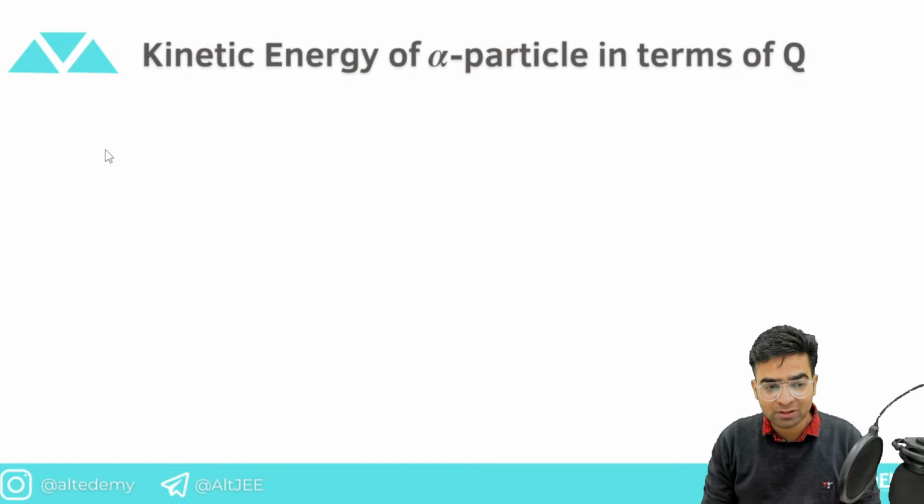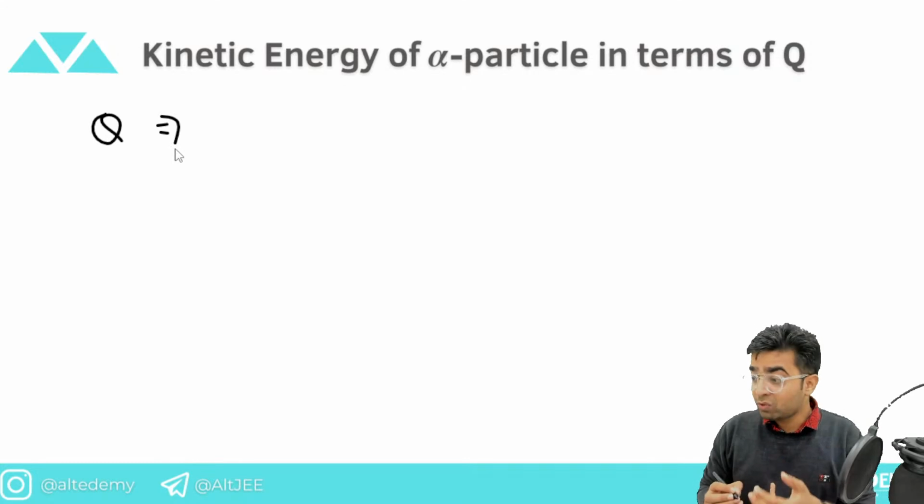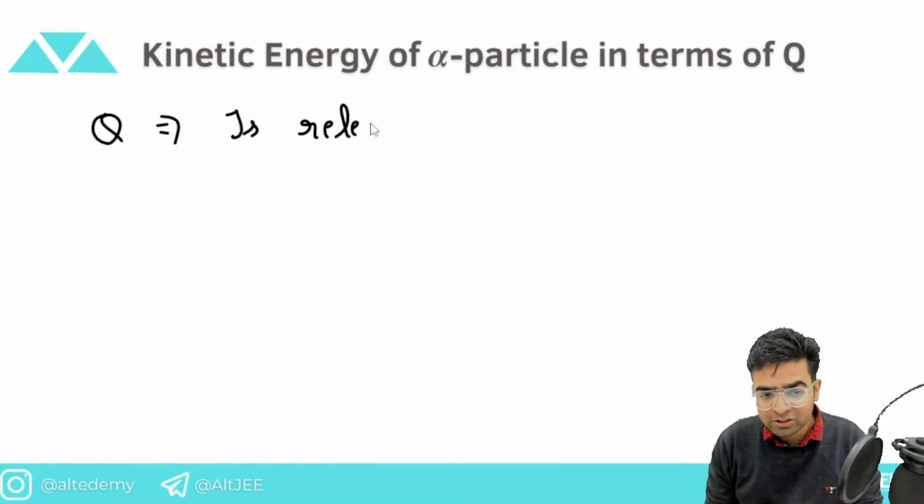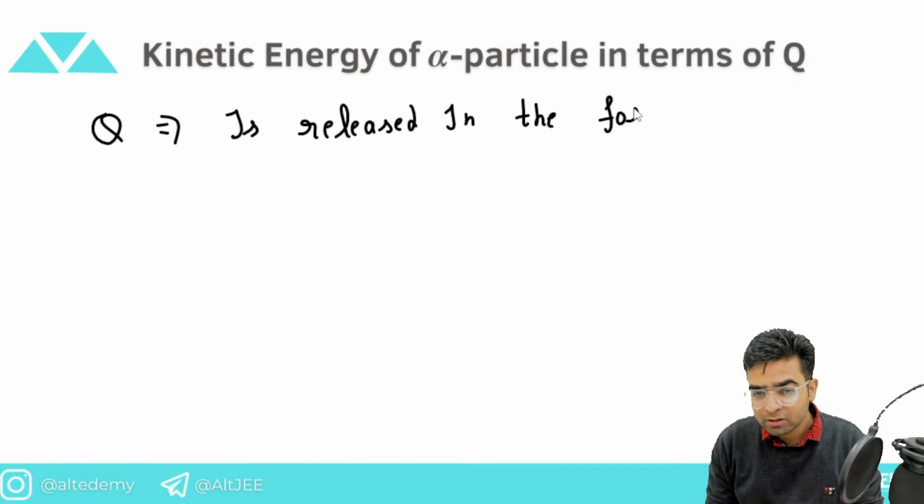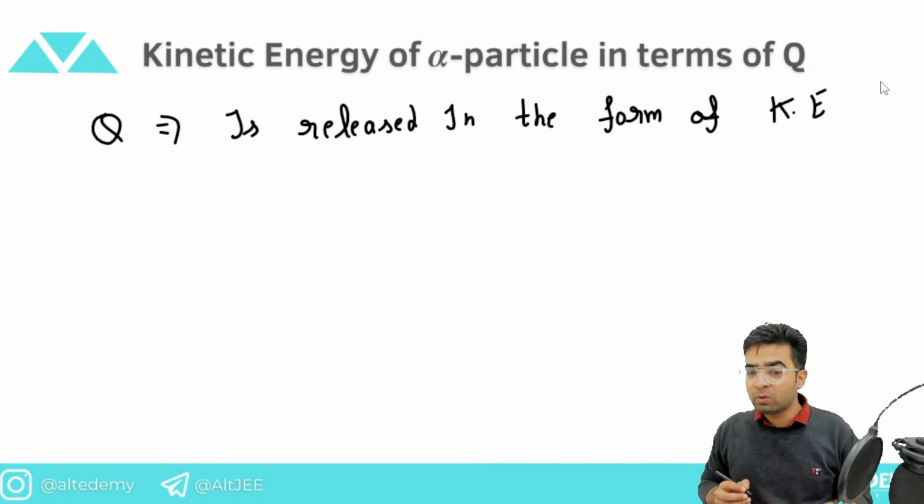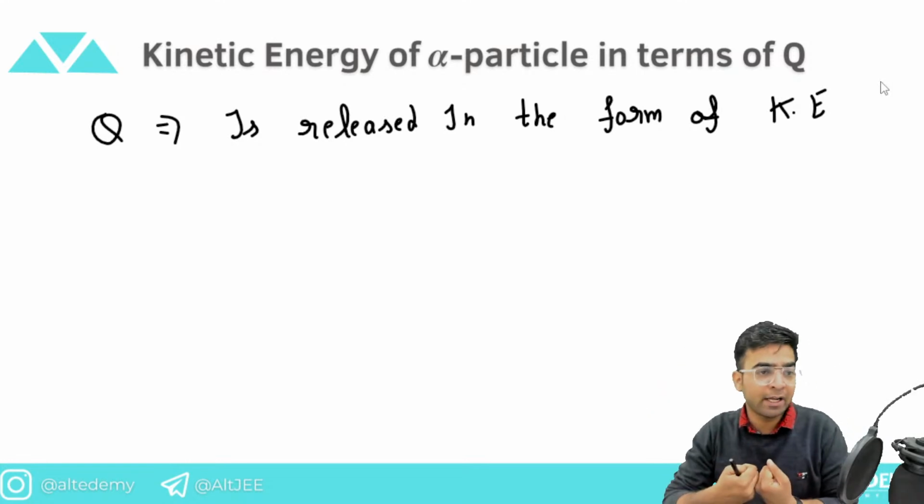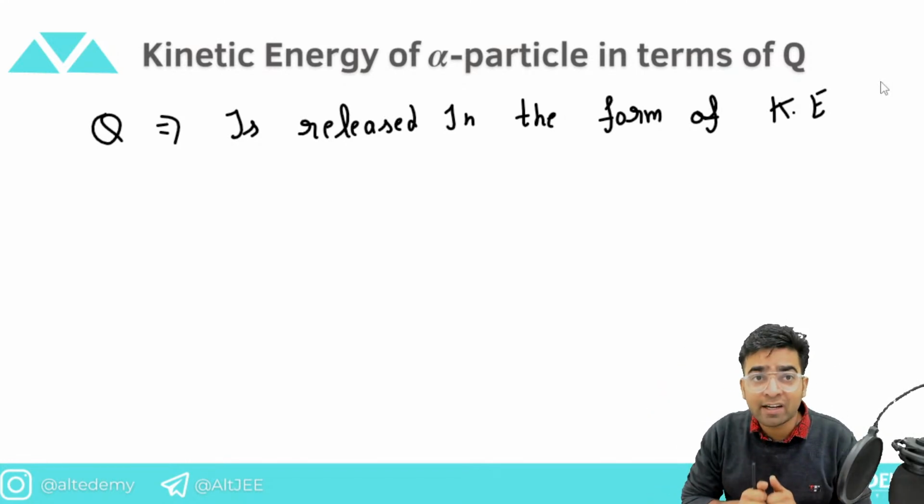First, kinetic energy, Q. Q is the energy released. And this energy is released in the form of kinetic energy. When it breaks, one particle will go this side, one particle the other side, and they will have kinetic energy. So the energy they release is released in the form of kinetic energy.